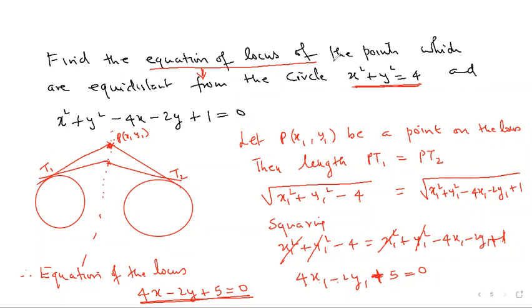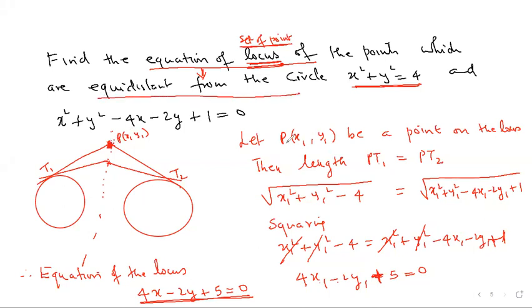You have to find the locus. What do you mean by locus? Once again, what do you mean by locus? Set of points. How to find the equation of locus? Take one sample point, apply the conditions satisfied by that sample point, and formulate into an equation. What are the conditions satisfied by the points on this locus? They are equidistant from the circles.